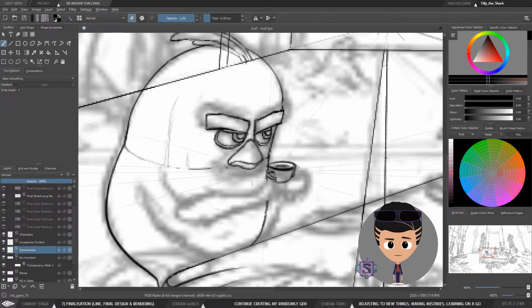So the cup holder is pretty small. It's not that easy to hold it when you're a bird. Definitely will create problems for you.